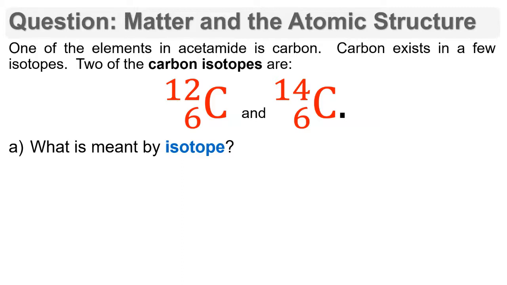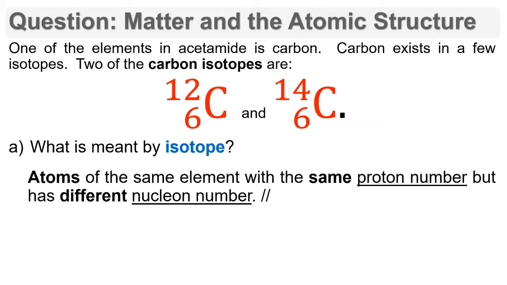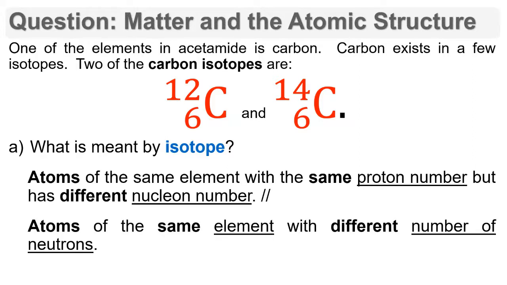A. What is meant by isotope? Isotopes are atoms of the same element with the same proton number but different nucleon number. The key words are atoms, same proton number, and different nucleon number, or atoms of the same element with different number of neutrons. The key words for this second definition are atoms, same element, different number of neutrons.